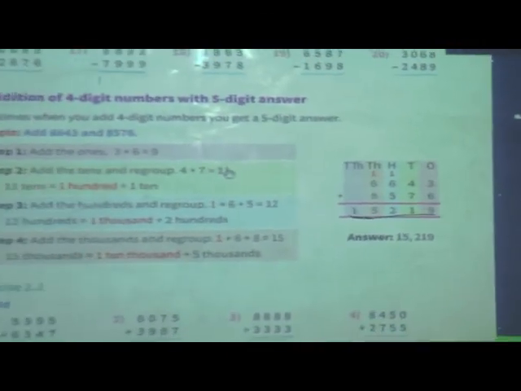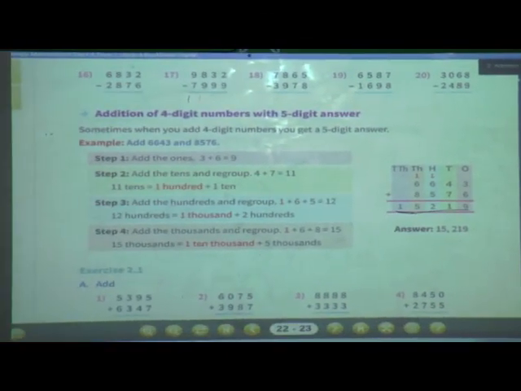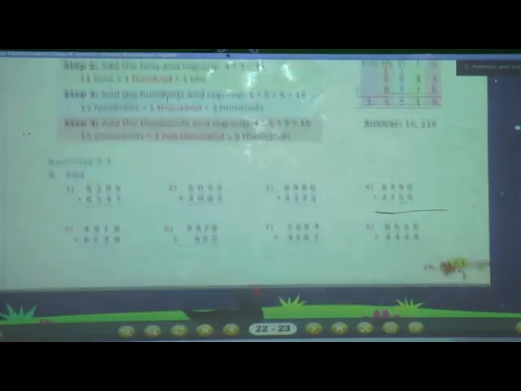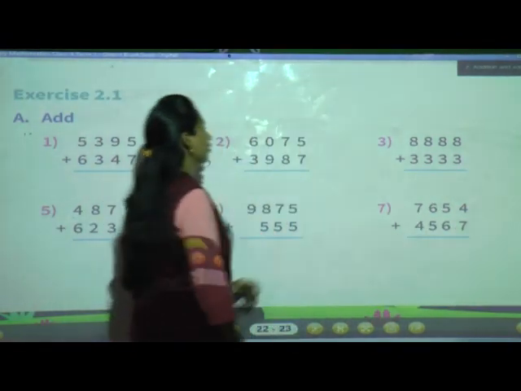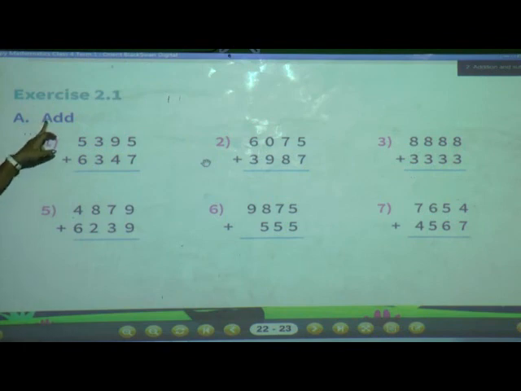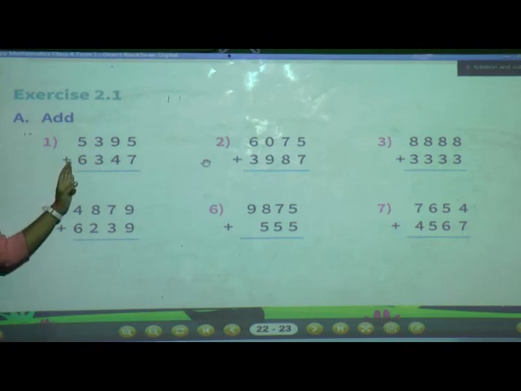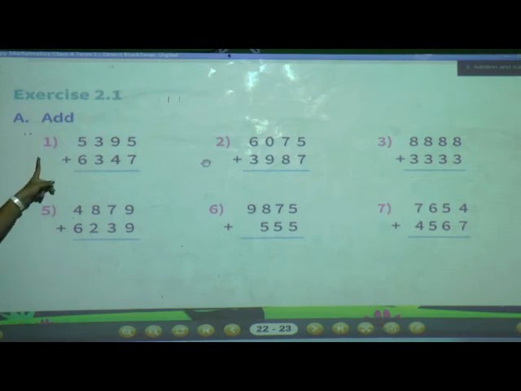Now we will solve our exercise 2.1. So what is the question of 2.1? Add. Just we have to add these numbers. Okay. So they had given the numbers here. 8 examples they had given. I will solve 4 examples. Remaining 4 you will solve by your own. What is the first question?